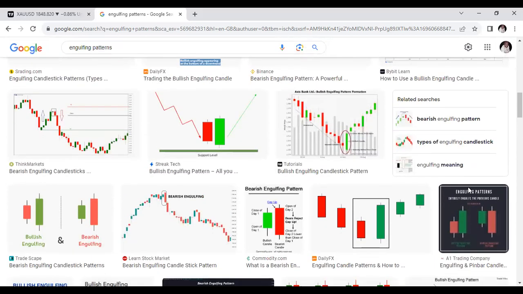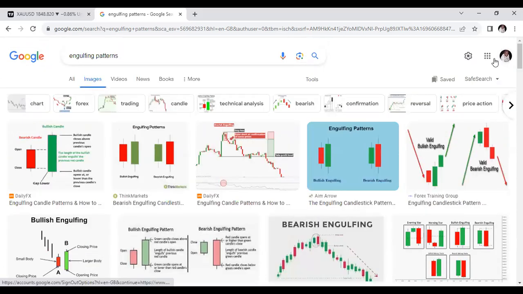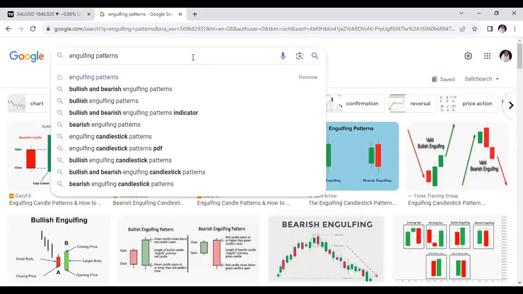But the basic knowledge is like this one. This is the basic thing. That's the basic one, but we have different patterns. We have different variations of engulfing. If you want to study more, you can go to a Google website and search for the meaning of engulfing.